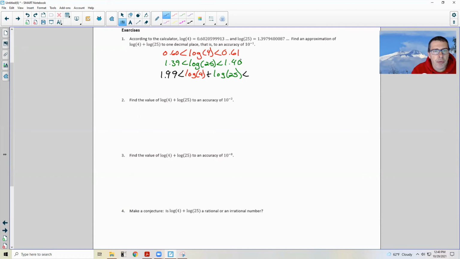Now what is it less than? 1 plus 0 is 1, 6 plus 4 is 10, carry the 1, and we get 2.01. So we know the sum of log of 4 plus the log of 25 is between 1.99 and 2.01. So now we can say the log of 4 plus the log of 25 is an approximation of 2.0, rounding to the accuracy of 1/10. Okay, so there's number 1. So pause the video, see if you can do these, because these were all exercises. I just used exercise 1 as the example, and see if you can do this.